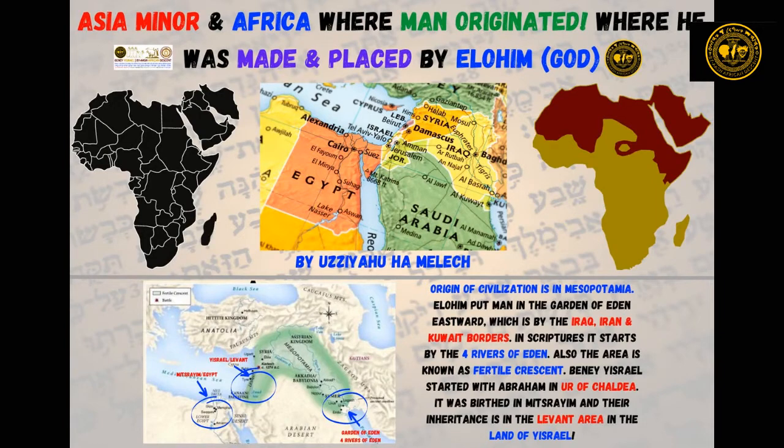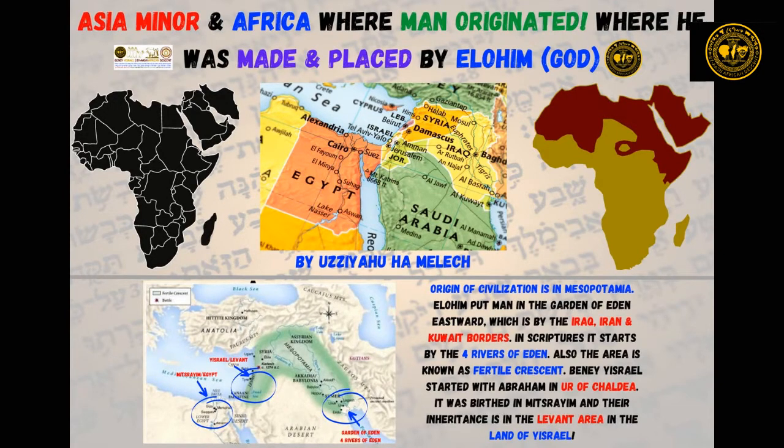So the Fertile Crescent starts, and it also starts where it says that Yah placed man where the four river heads are, right? By the Iran, Iraq, Kuwait border. It's in Mesopotamia, and it's by the Fertile Crescent. So these three things, from my understanding, help me to understand that the first man and woman were originated in Asia Minor, in this Shemitic area, right? And then you have Mesopotamia.